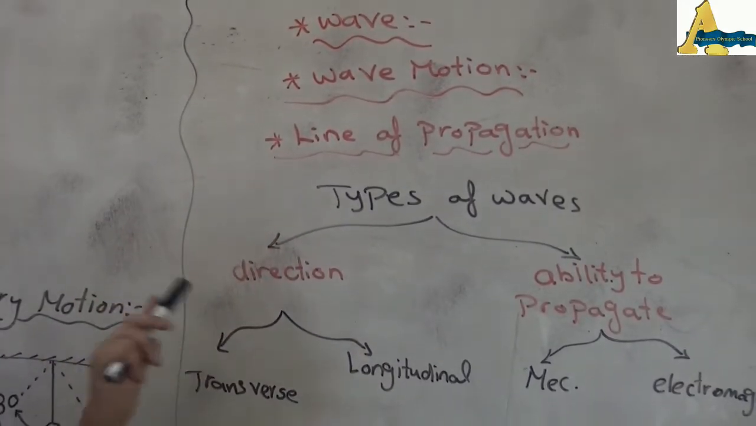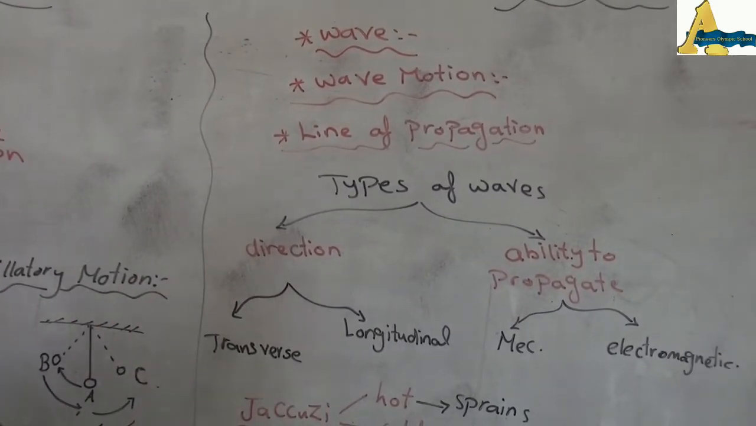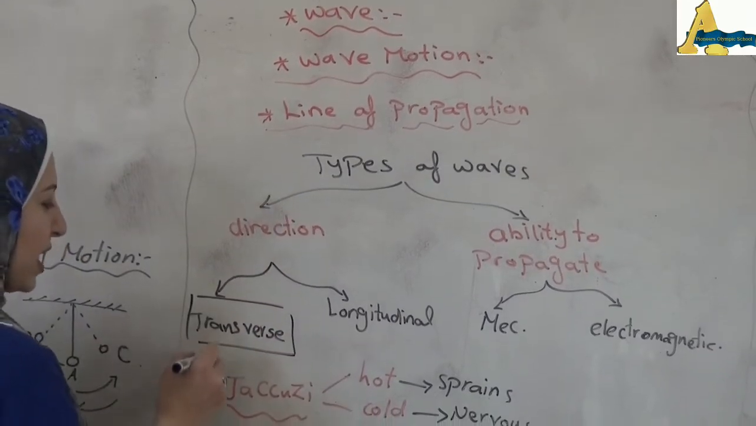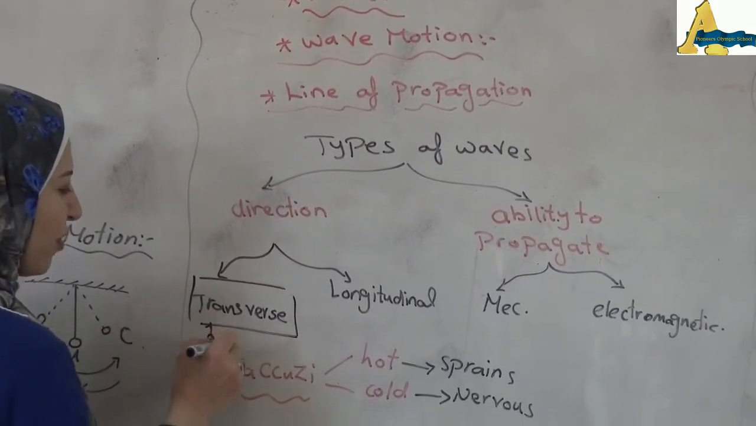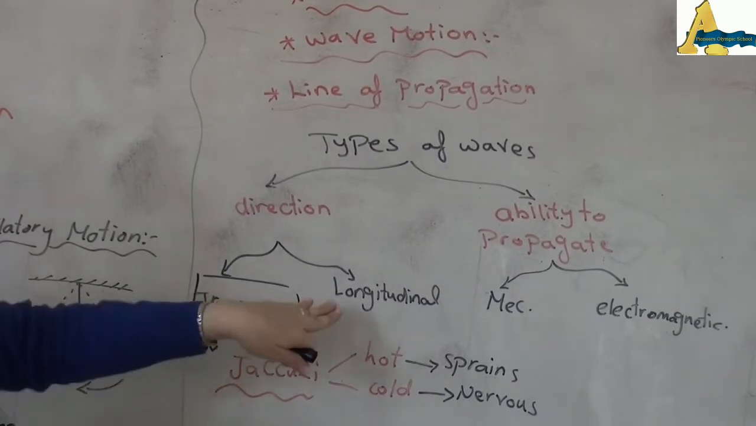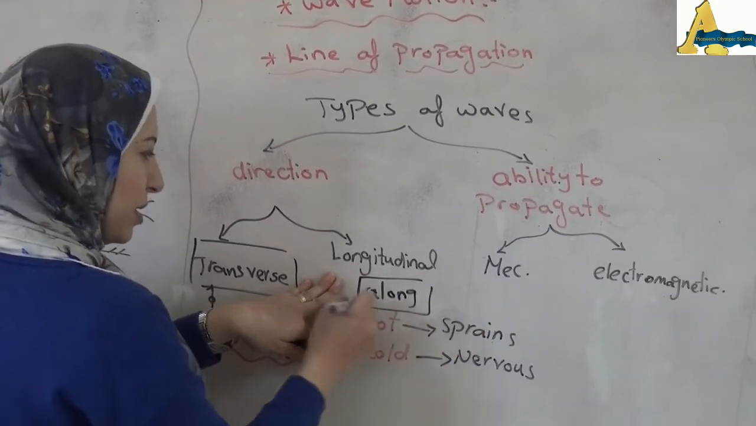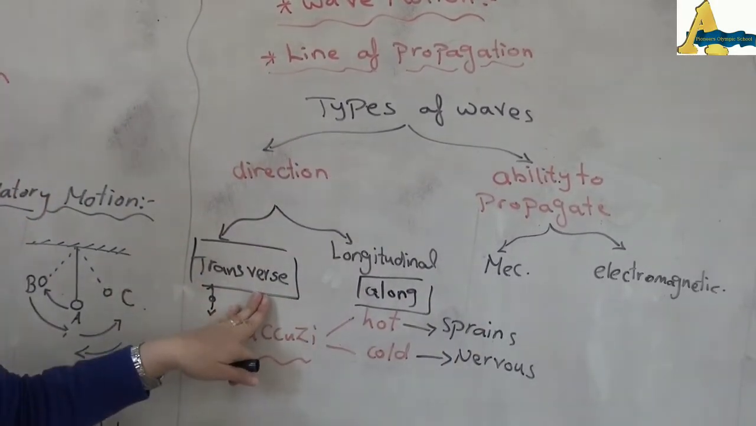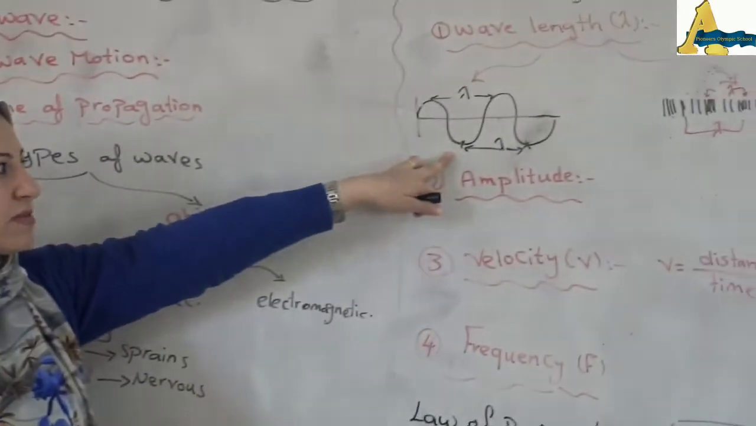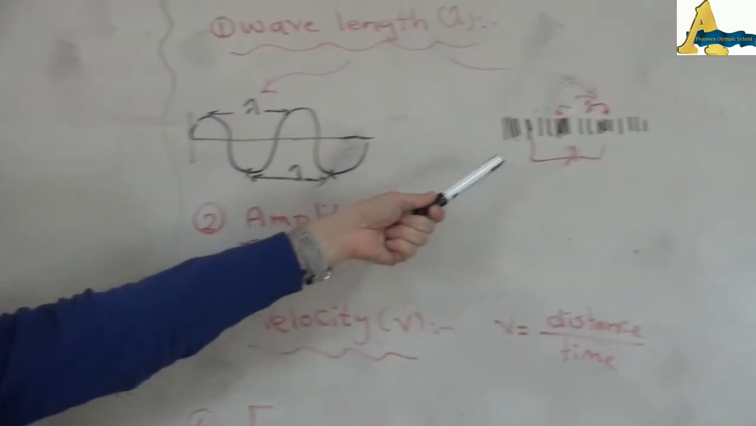Types of waves are classified in two ways. Number one, according to the direction of vibration of the medium particles. If the medium particles vibrate perpendicular to the direction of propagation, which means that they vibrate up and down, they are called transverse. If the medium particles vibrate along the direction of propagation, they are called longitudinal. A transverse wave is formed of some crests and troughs. Longitudinal waves are formed of some compressions and rarefactions.